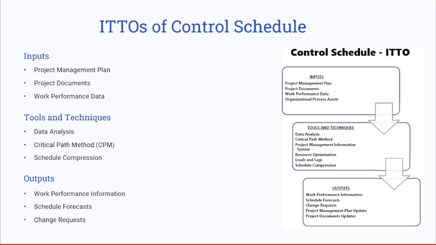So again, these inputs, techniques and outputs for control schedule define how the progress is tracked and the delays are managed. The key tools here are variance and trend analysis and schedule compression, which help you detect the problems, while methods like fast tracking and crashing allow the project manager to recover the lost time. Any changes to the schedule must go through the formal change control process to ensure alignment with the project objectives.